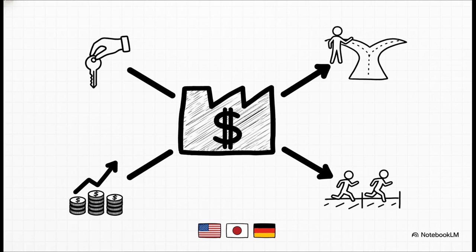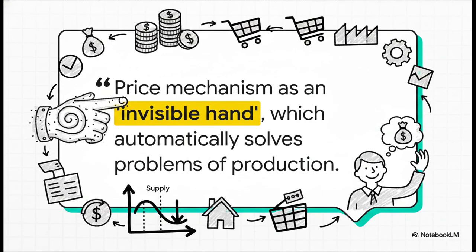You see this in places like the US, the UK, Japan, and Germany. The central idea here was famously summed up by Adam Smith with this concept of the invisible hand. His argument was that the market, left to its own devices, would sort everything out. Millions of people just doing what's best for them would, as if guided by an invisible hand, end up allocating resources in the most efficient way possible. No central planner needed to call the shots.